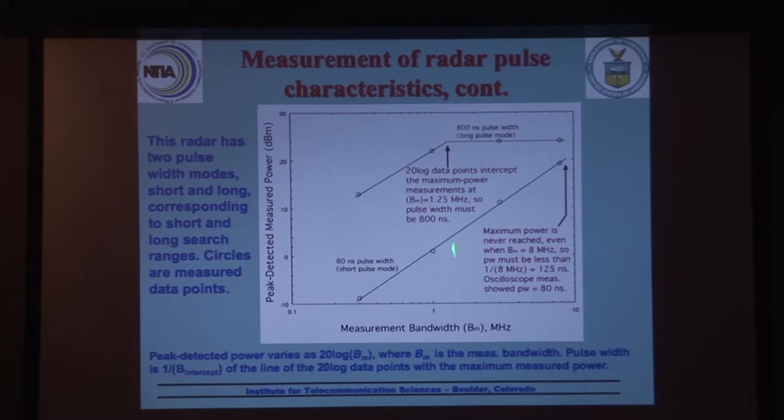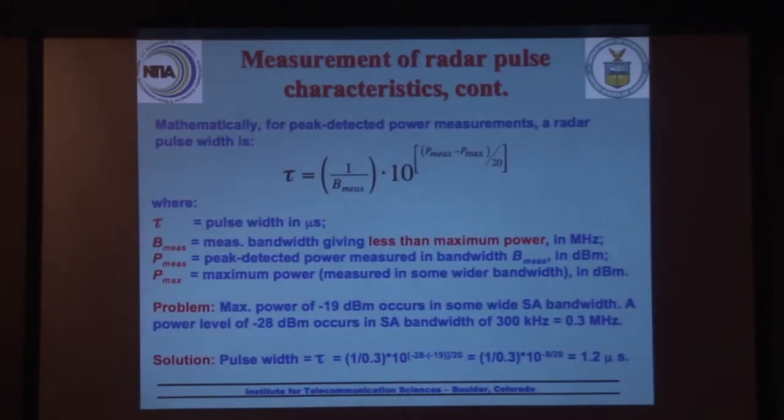We take that bandwidth where the two lines cross. We take one over that bandwidth, and we get 800 nanoseconds. That's its pulse width. Never had to touch an oscilloscope. We could touch an oscilloscope, but why do that when you've got a spectrum analyzer handy?